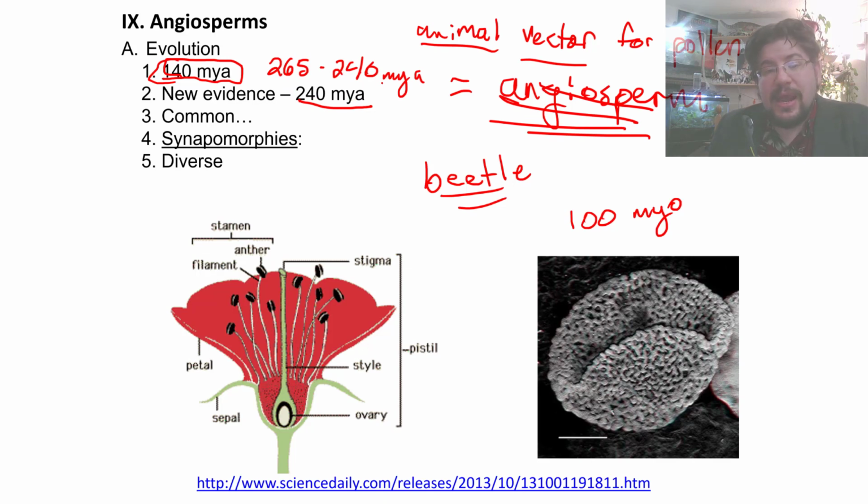So, let's see. I think bees are more like 140 million years old. But anyway, that's not exactly tested material right now.